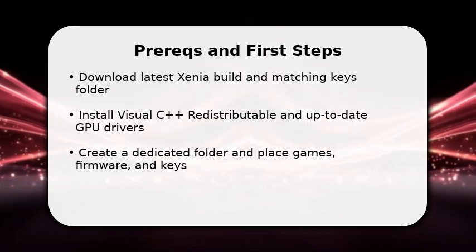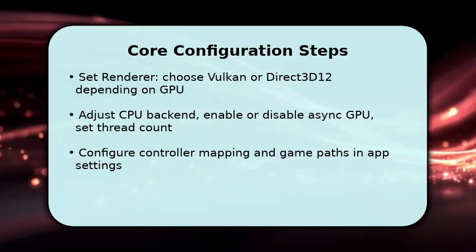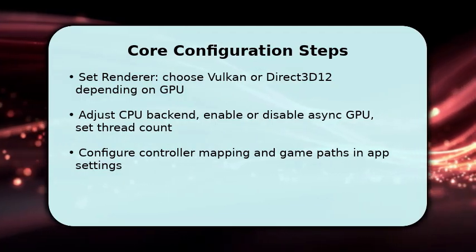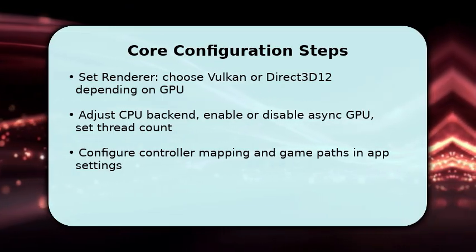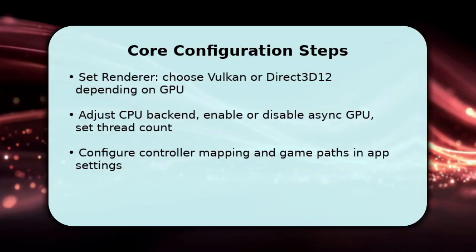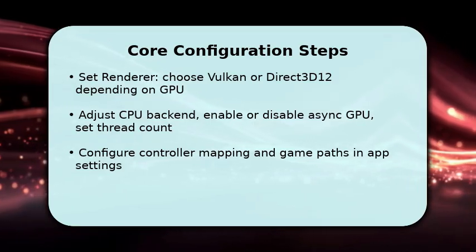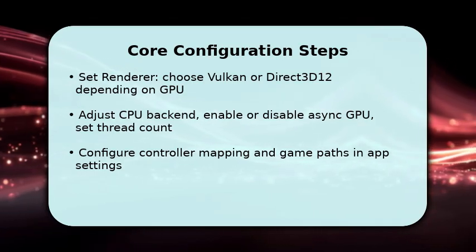You now configure the core. First, pick the renderer: Vulkan for cross-vendor stability or Direct3D12 for Windows-specific performance. Choose what benchmarks better on your GPU. Then set the CPU backend and thread count to match your CPU. More threads help multi-core systems. Toggle async GPU only if stuttering appears.